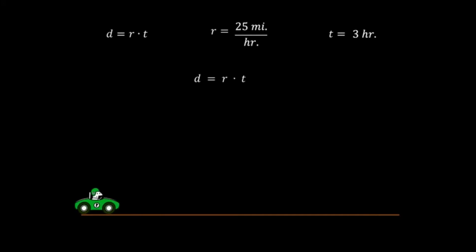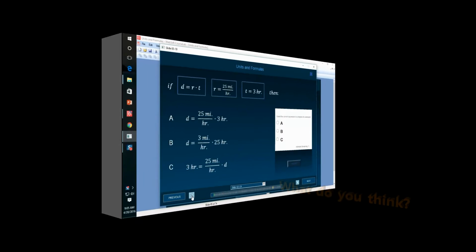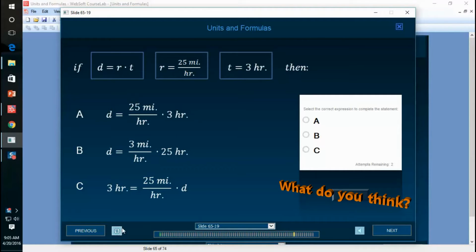At this point, we can use our formula to calculate our distance. We know our rate and we know our time, so we replace in the formula our variables by the values that they represent in this problem. So we replace R by 25 miles per hour, and we replace T by 3 hours. If the distance equals the rate times the time, and the rate is 25 miles per hour, and the time is equal to 3 hours, then we can calculate the distance with which of the following statements?